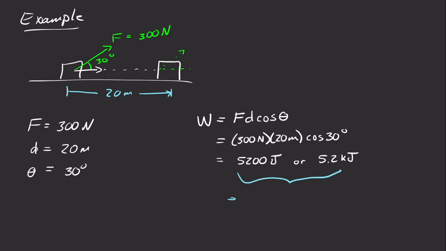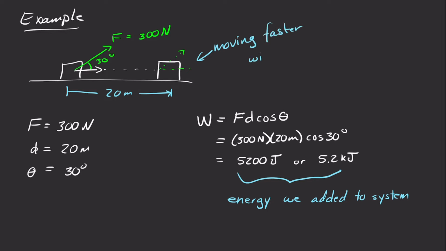So this is how much energy we added to the system, or to the block. So in this case, this object is just our whole system. And this is how much energy we added by pulling on it, accelerating it through this distance. So if this was frictionless, now this object would be moving faster without friction.